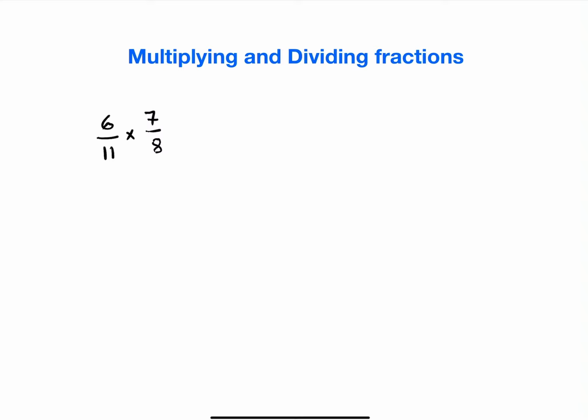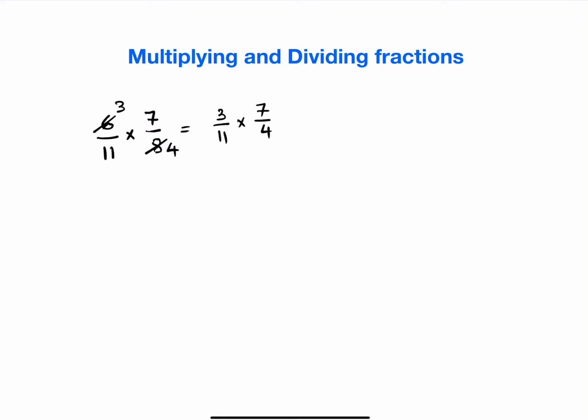Take for example 6 out here and 8 down here. I can understand that 6 and 8 actually have a common factor of 2. So if I take that common factor of 2 and divide 6 by 2, I get 3, and then I divide 8 by 2, I get 4. Now let's rewrite this so that we can see this clearly. So 3 over 11 times 7 over 4.